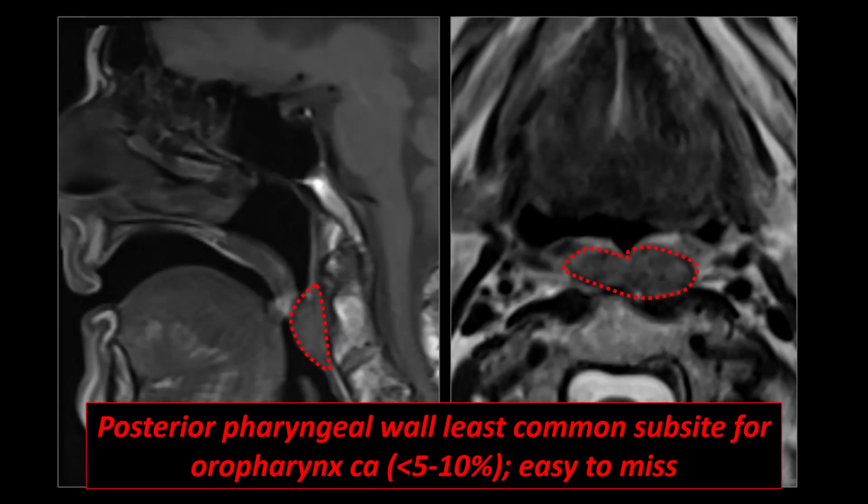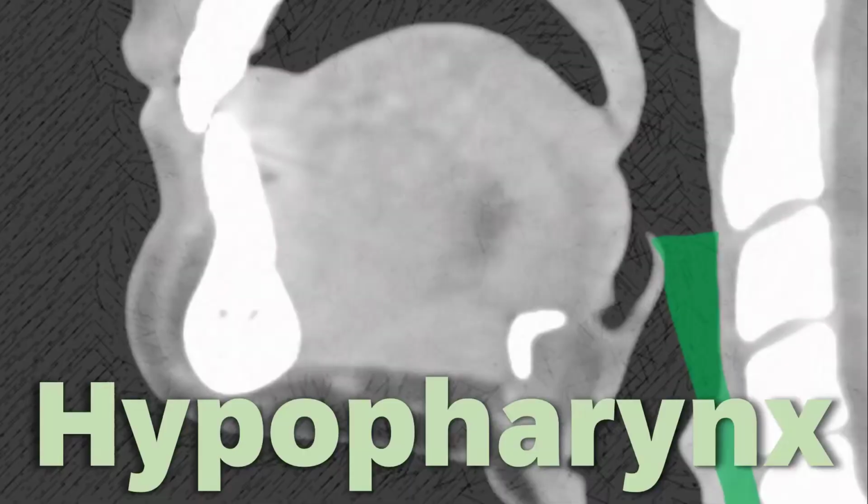Because tumors are very uncommon there and all tumors start small, they can easily be missed if you do not look for them. So always give the posterior pharyngeal wall a glance when interpreting a CT of the head and neck or an MRI. And with that, I think we're ready for the final part of our discussion on imaging anatomy of the pharynx. Let's now talk about hypopharyngeal anatomy.